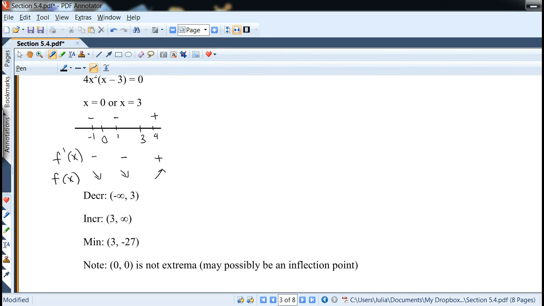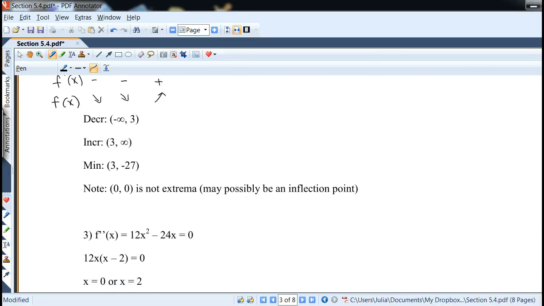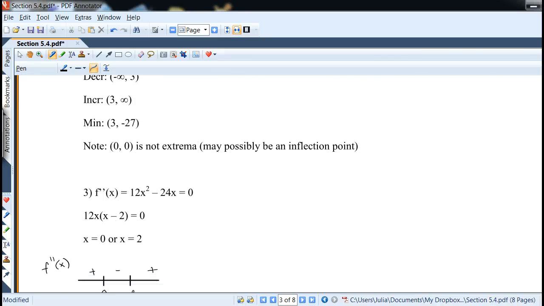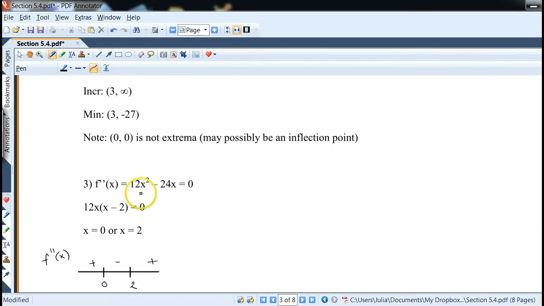So (0, 0) is not a max or min; it could possibly be an inflection. Notice it happens to be an inflection. The second derivative is 12x squared minus 24x equals 0. We can pull out 12x, and we get x equals 0 or x equals 2. Now we can plug into the second derivative.